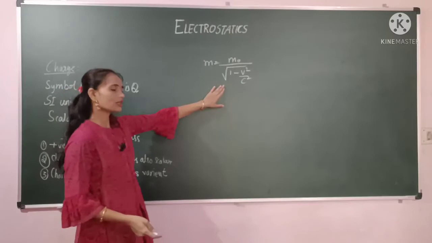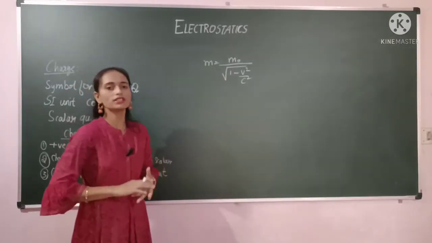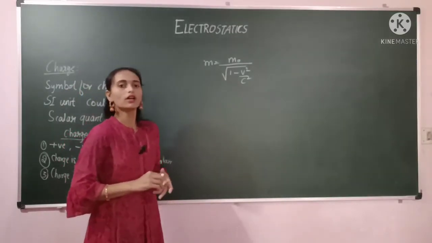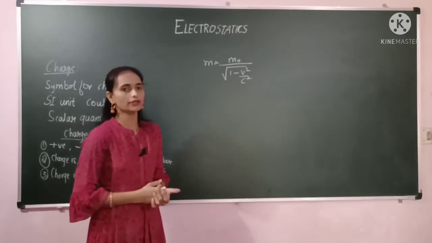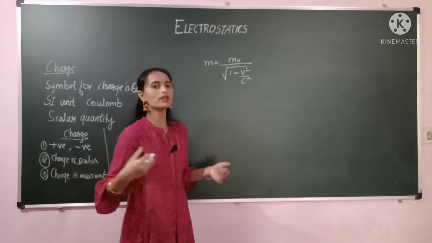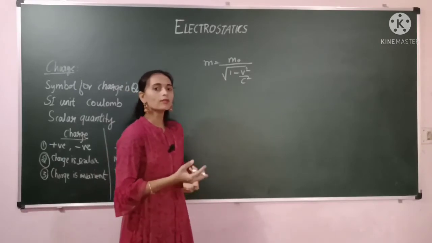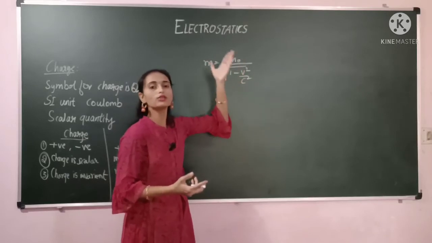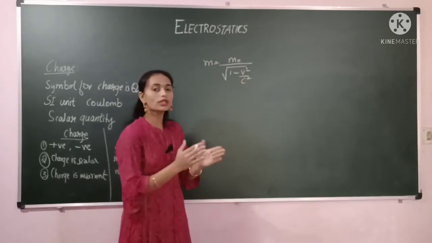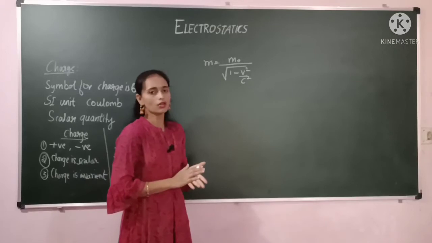But this formula, this value, we cannot experience in our daily activities because our velocity is very less as compared to the velocity of light. Suppose a vehicle is moving at 40 kilometers per hour, and the light is traveling at how much speed? 3 into 10 to the power of 8 meters per second. So there is a lot of difference in the velocities.